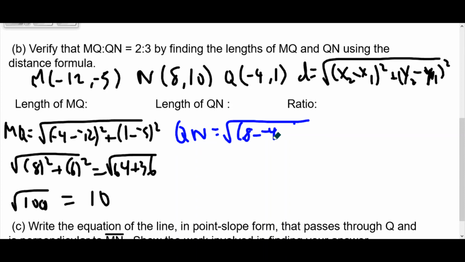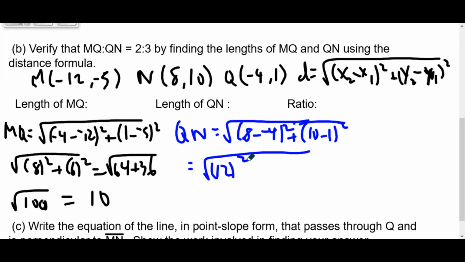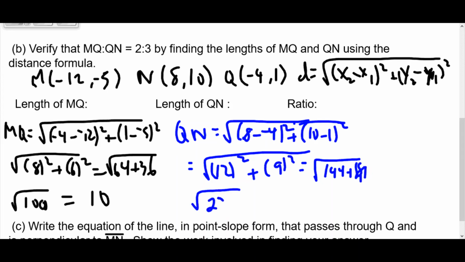So 8 minus negative 4 squared, plus the y2 minus y1 is 10 minus 1 squared. And we're going to get, in this case, the square root of 12 squared, because 8 minus negative 4 is 12, plus, I'm sorry, 10 minus negative 1 is 9, so 9 squared. That gives us the square root of 144 plus 81, or the square root of 225.